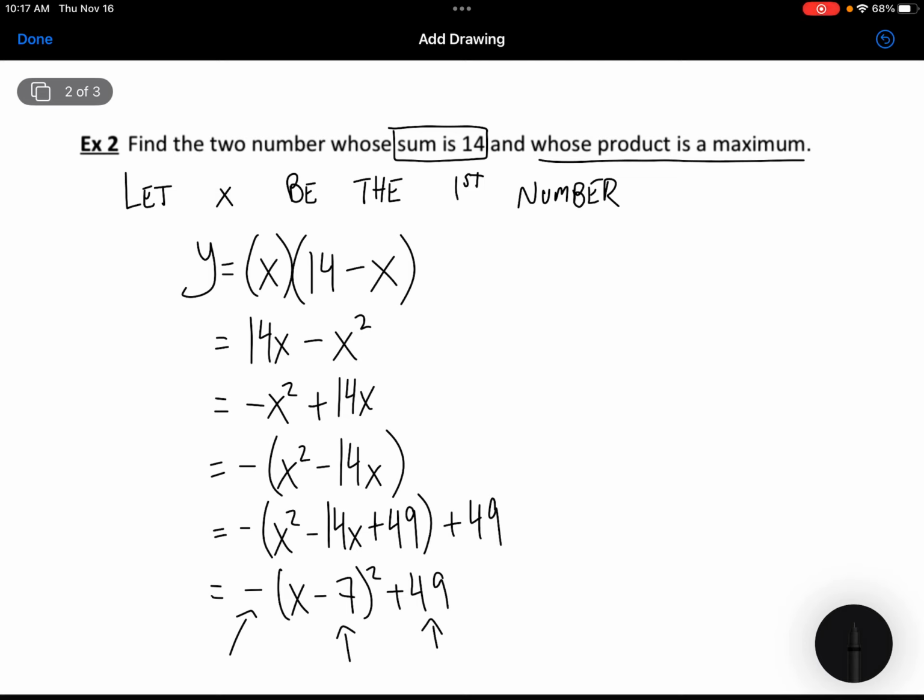Well, if x equals 7, x is my first number. So therefore, the numbers are 7 and 7, because 14 minus 7 would give me the second number.